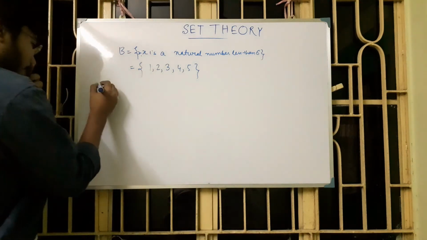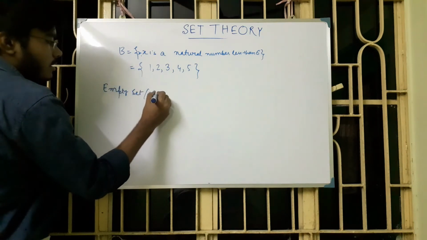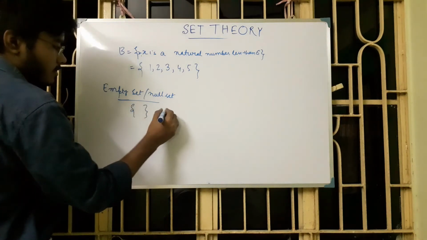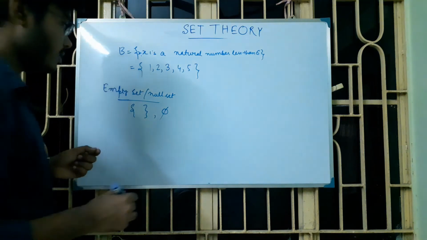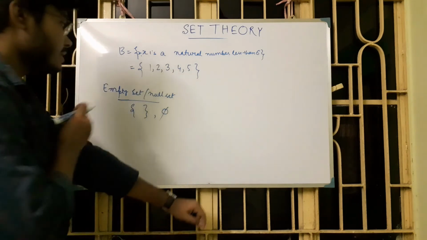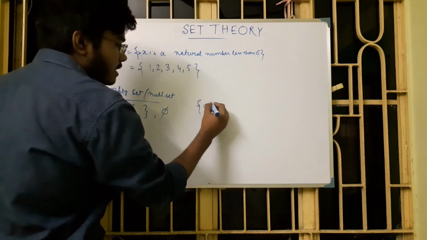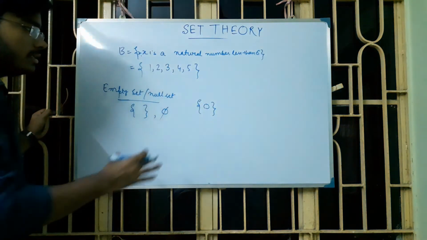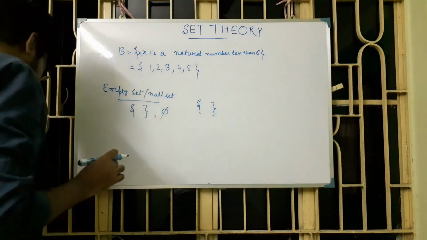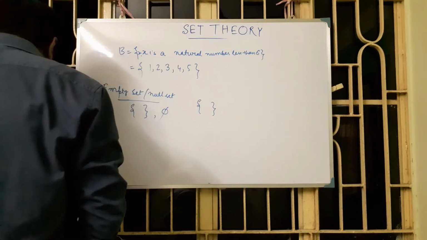Now I have to talk about a set, that is empty set or null set. What is empty set? We represent empty set as this or this phi. In this way we represent empty set. Remember, empty set does not mean 0. 0 is also an element. Empty set means empty, nothing is there.